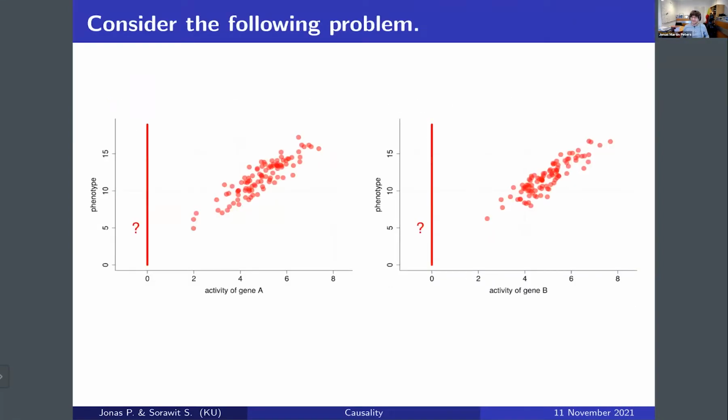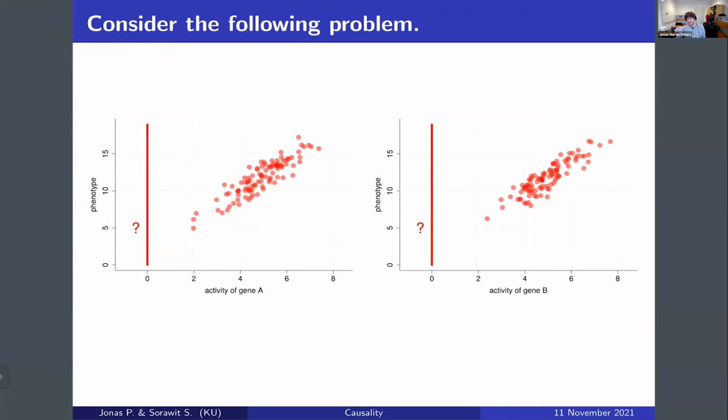Okay, so here, this is one of my favorite examples. It's a thought experiment. And now what I'm going to do is try to convince you that for certain types of questions, we need to talk about causality. So let's see whether I succeed with this.